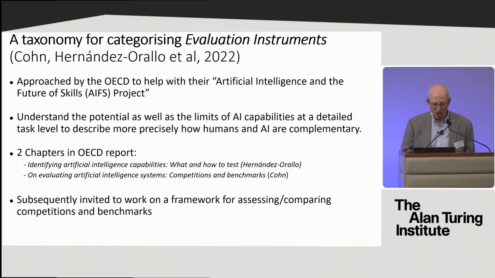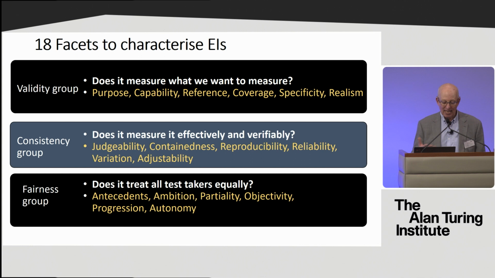This work was funded by the OECD. They've got this project called AI and the Future of Skills. There are a couple of chapters in the previous report, which Jose Hernandez-Orallo and I wrote, and subsequently we were invited to work on a framework for assessing and comparing benchmarks. Basically we came up with 18 different facets to characterize evaluation instruments, in three different groups. They cover: does it measure what we want to measure? Does it measure it effectively and verifiably? And does it treat all test takers equally?